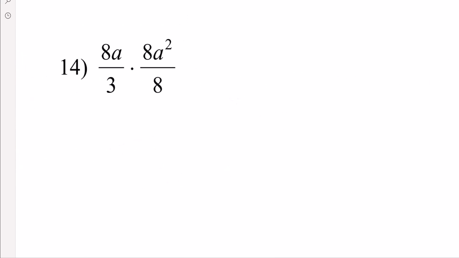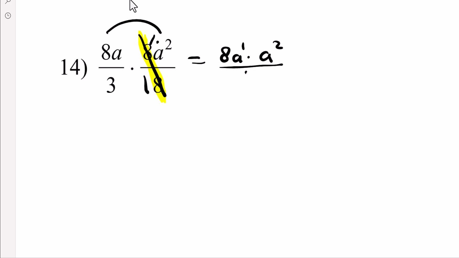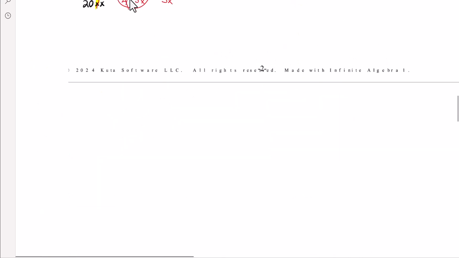All right. So this one is fairly straightforward. Those 8's will cancel immediately. So that'll be 1. That's 1 times a squared. Now multiply numerator with numerator. 8a times a squared, so that's 8a to the first. And then down below, that's 3 times 1. So you have, remember the laws of exponents, a to the first times a squared. When you multiply powers of the same base, you add the exponents. So 8a cubed over 3.